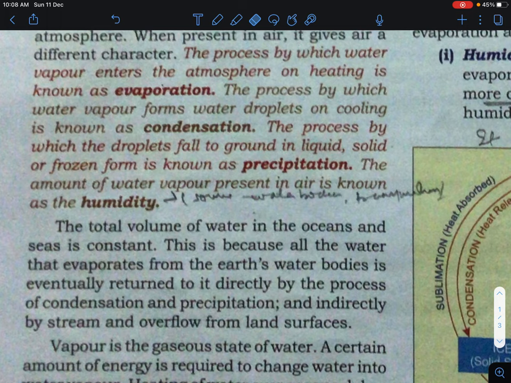So we have covered what is evaporation, what is condensation and what is precipitation. And what is humidity? The amount of water vapor that is present in the air is known as humidity. So we have come across four terms: evaporation, condensation, precipitation, and humidity.